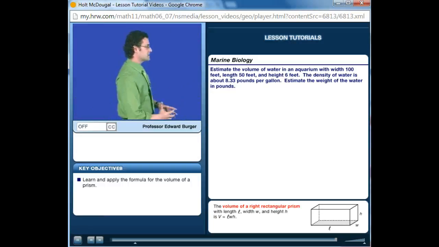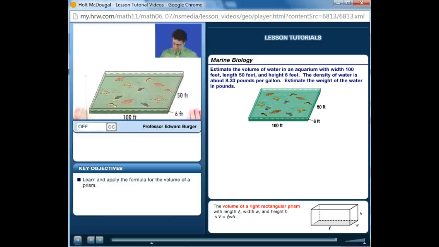And if we know that the density of water is about 8.33 pounds per gallon, what we want to do is estimate the weight of the water in pounds. And we're actually given a little conversion between how to get from feet cubed, that kind of volume, to gallons. Anyway, here's the picture that I want us to look at.